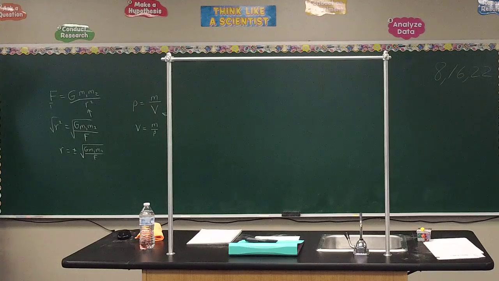How many had that answer for this one here? Again, is it wrong to multiply both sides by V and then divide the rho away? It's not, but this is quicker.